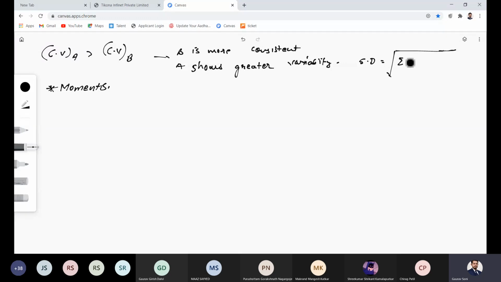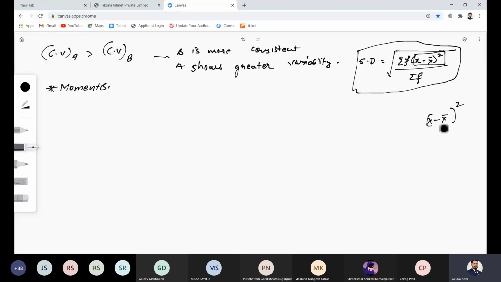How do we say that it is a measure of dispersion? If you look at the formula, x minus x bar square upon summation f, you are actually calculating the distance of each and every point from its mean. Moments do the same thing, just now it is not just square, I'll give it an arbitrary power. So rth moment about mean.